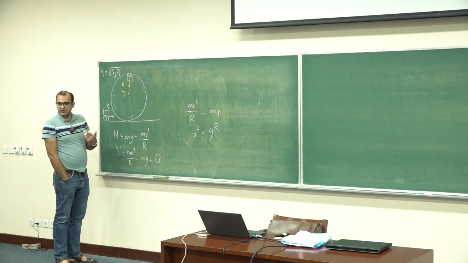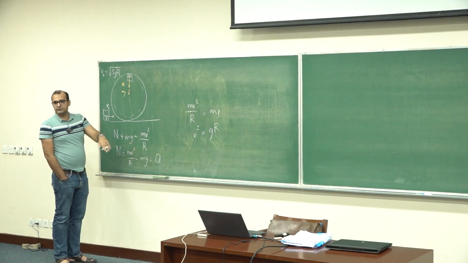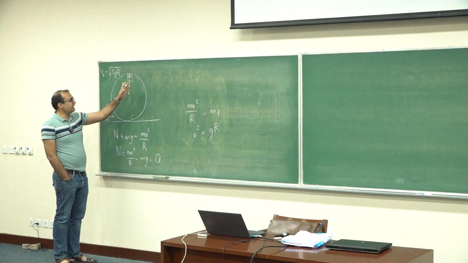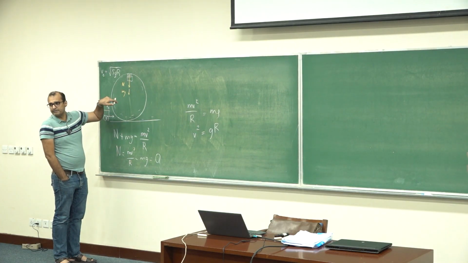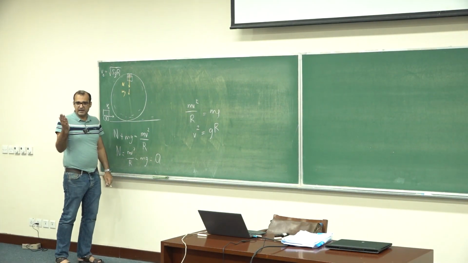So the acceleration goes into changing the direction of your velocity vector. Exactly the same way over here, if the toy car is moving at the top, then perhaps it doesn't fall down. But of course, there is a critical value.